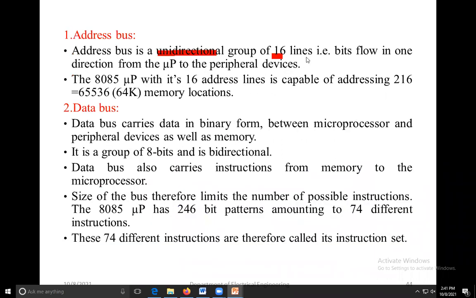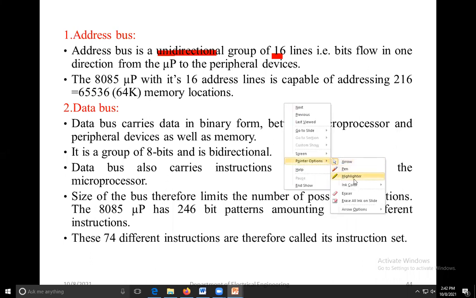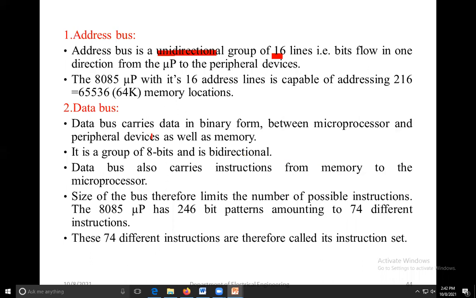Then it is 16 bit. You know that 2 raised to 16 is 64k, as you remember from the previous lecture. Then the data bus is used to transfer data; it carries data in binary form between the microprocessor and peripheral devices.